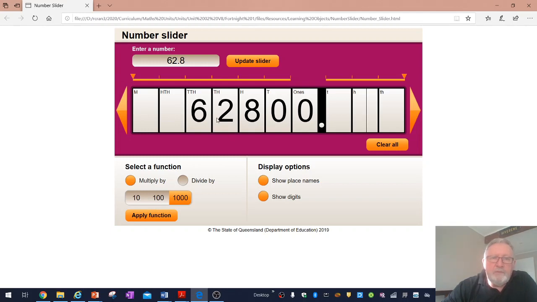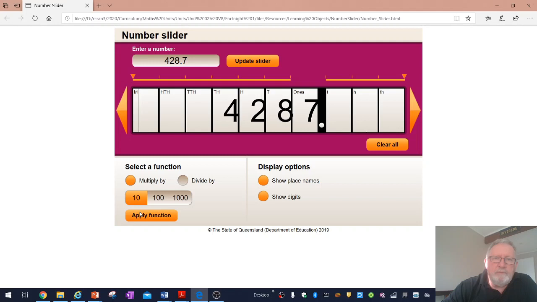And there we have it, 62,800. So we're also asked to predict what's going to happen to 428 7/10. So I'm going to enter that in. And we're asked to multiply it by 10. So I'll update my slider. There's my number now. I multiply it by 10. Again, the digits should move one place to the left. So I'll apply that. And there we go, we are correct.